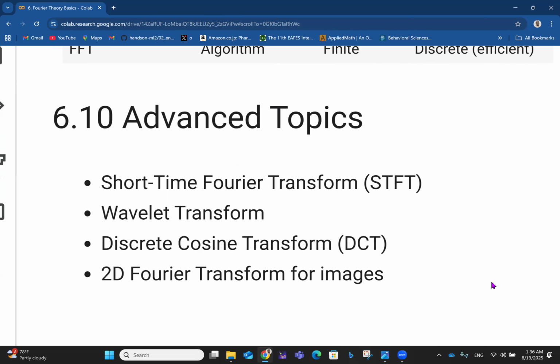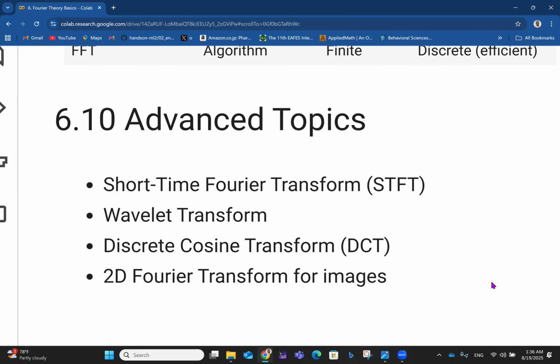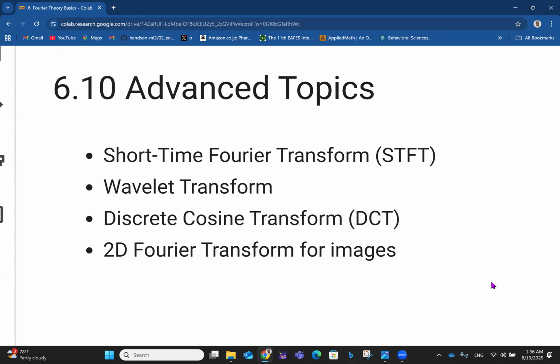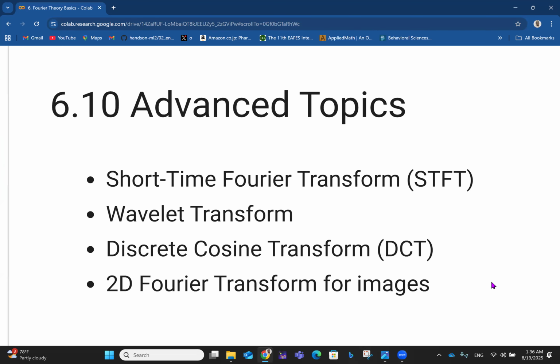So if you want to consider advanced topics of Fourier theory, you can be looking at short-time Fourier transform, wavelet transform, discrete cosine transform, and 2D Fourier transform for images. I think in subsequent videos, you're going to interact with some of these other ones. So watch out for that.